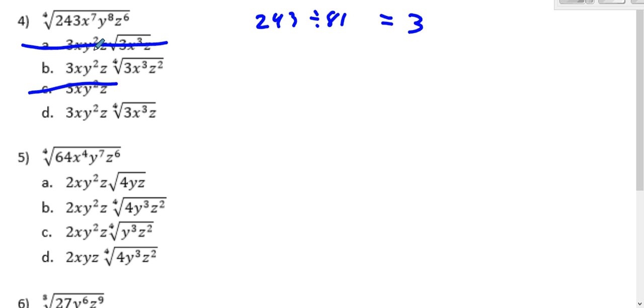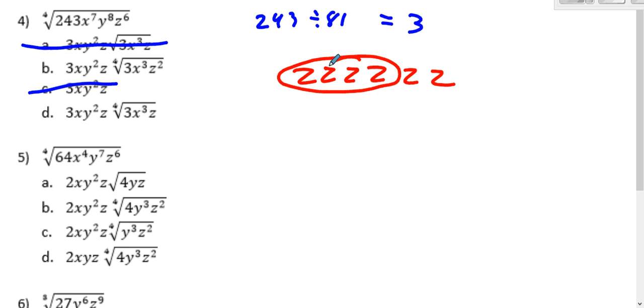So then you look at your variables. X to the 7th, we can take 4 out as 1 set with 3 left over. They both have that. Y to the 8th, that's two sets with no leftovers. So y squared coming out, no y's left over. They both have that. And then z to the sixth. That's one set of 4 with 2 leftovers. So one set comes out, 2 leftovers. That's B. D only shows 1 leftover.